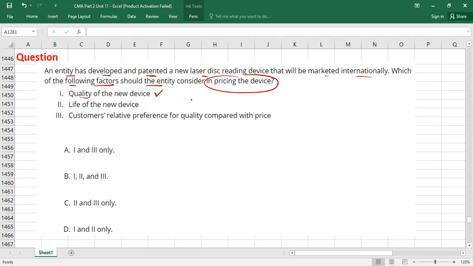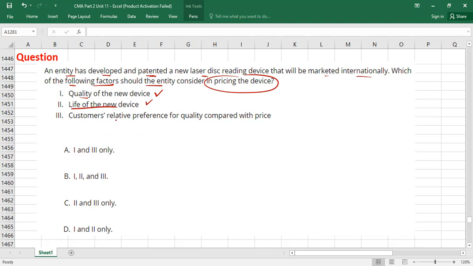If quality is high, you may charge high prices. If low quality, you may charge low price. Life of the new device, yes, you should consider how many years it can last. If it can last for many years, you can charge high prices. If it has very short life, you may charge less price. This factor is also relevant.